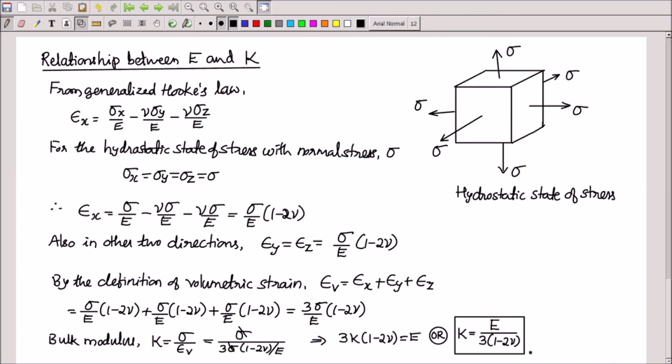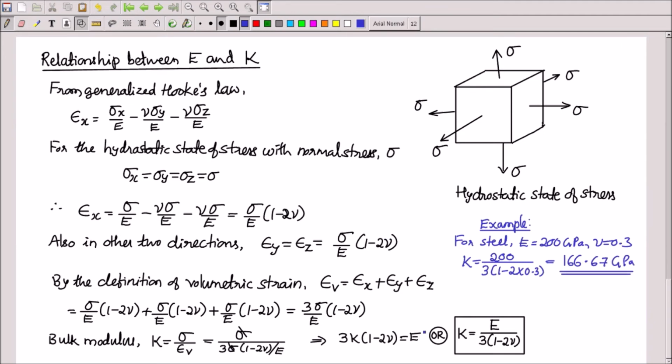Again, if I know Young's modulus and Poisson's ratio for any material, I can always evaluate the bulk modulus. So for steel, we know that E is equal to 200 gigapascal and nu is 0.3. So I can write K is equal to 200 divided by 3 into 1 minus 2 into 0.3, which will be obtained as 166.67.